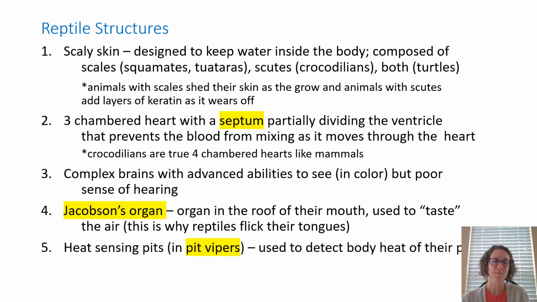And then in a group called the pit vipers, you have what they call heat sensing pits. And these are little pits on their heads that are used to detect body heat. And so it's like a little kind of infrared. And they can use this to detect the body heat of their prey. And again, it's helpful for the hunters.